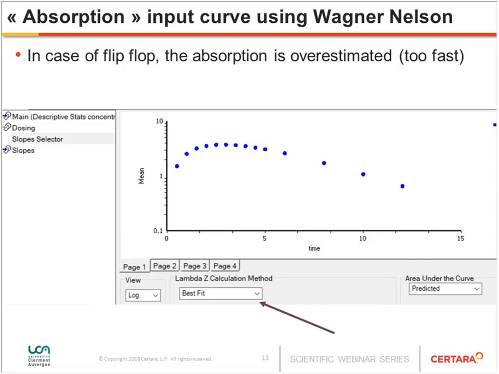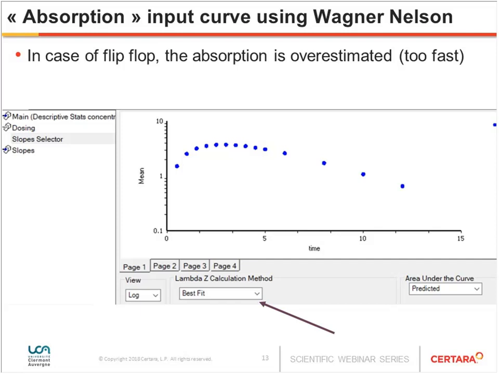You have main, dosing, slope selector, and slope. In the slope selector, you will have to be very careful. In this case, for example, you can see that just in the bottom of the curve, for the lambda z calculation method, you may not want to use the best fit, because using the best fit is going to try to fit only the terminal part of the curve.